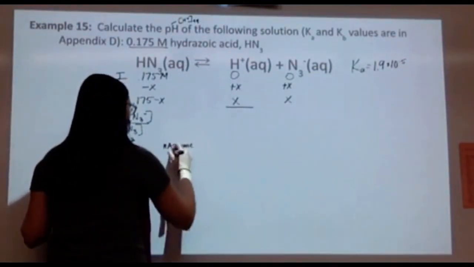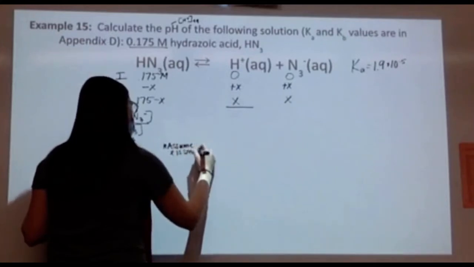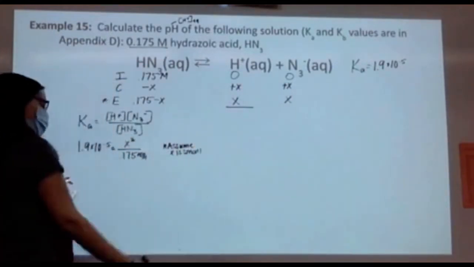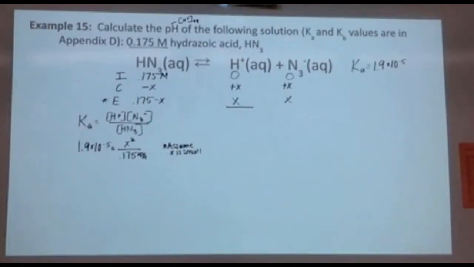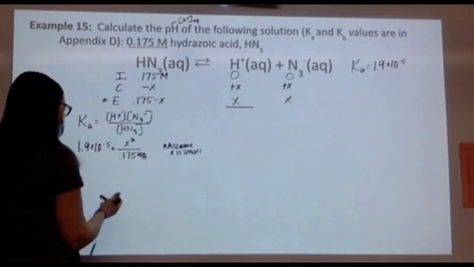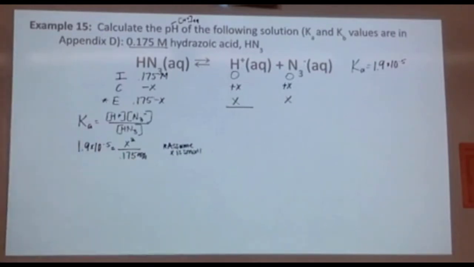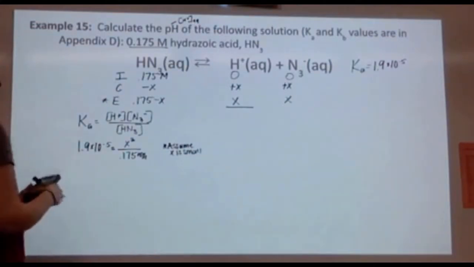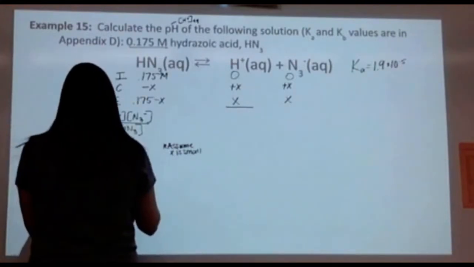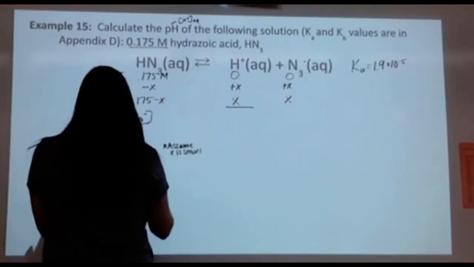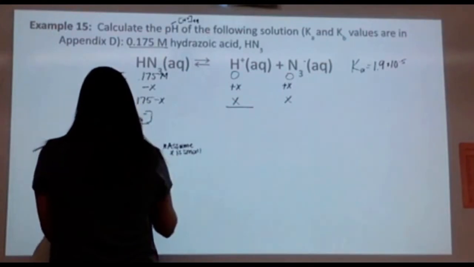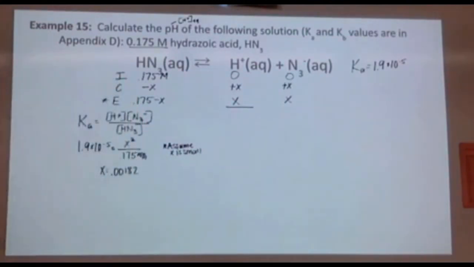But if you make that assumption, you have to write it down. When I assume X is small, I can ignore the minus X on the bottom. I'm assuming X is so small that it's not going to change that bottom number by much. So 1.9 E negative 5 times 0.175, square root. X is 0.00, I can use 3 sig figs, 182. There's X.